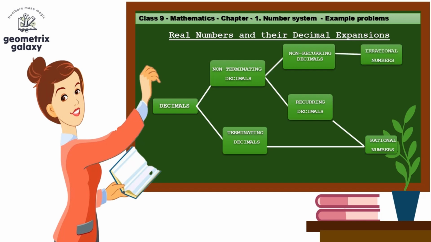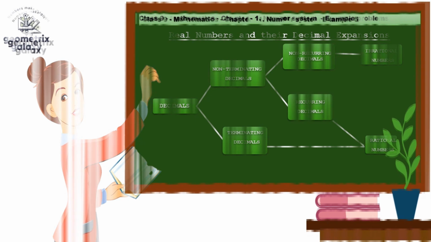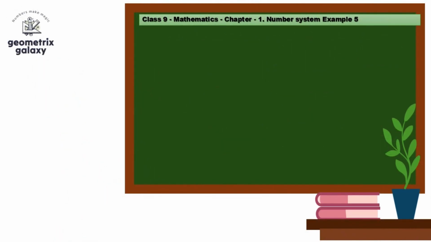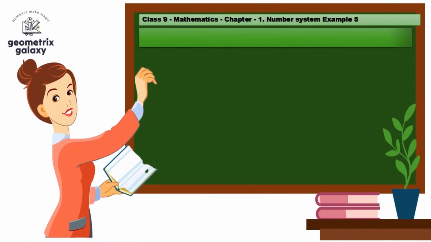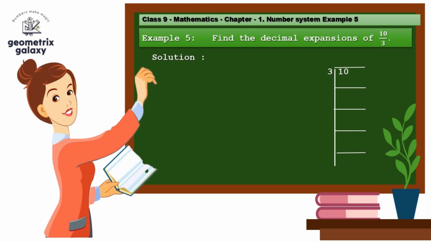We will do example 5 of your NCERT textbook. Find the decimal expansion of 10 by 3. So this is the first subdivision. As usual, we are going to divide 10 by 3 using the long division method. You all know 3 3s are 9. So after that the remainder is 1. 1 is smaller than 3. So put a point and proceed.